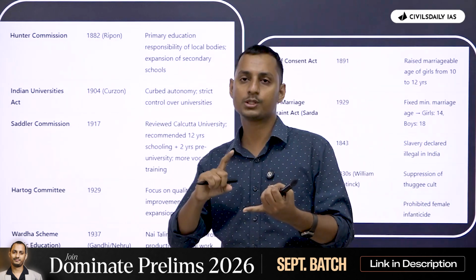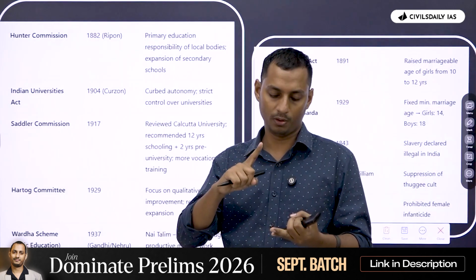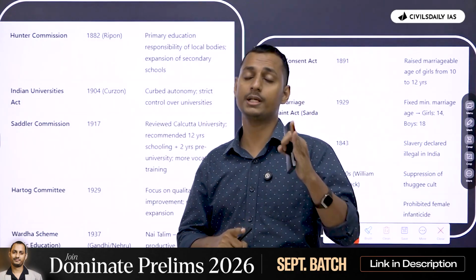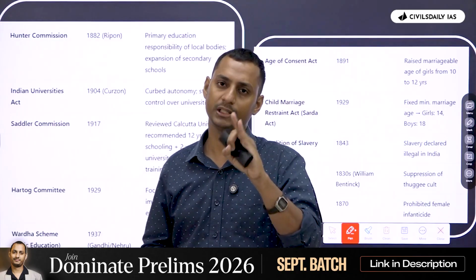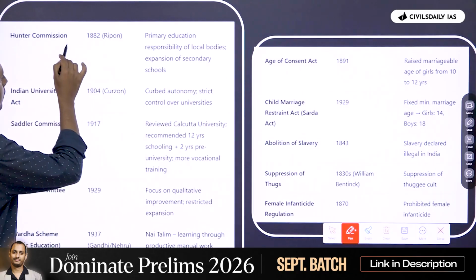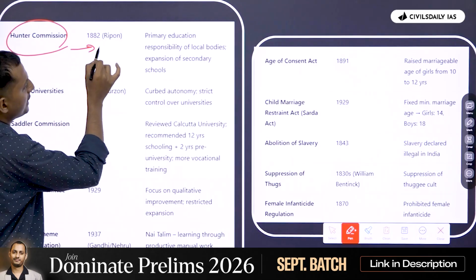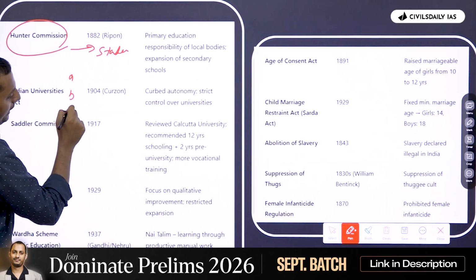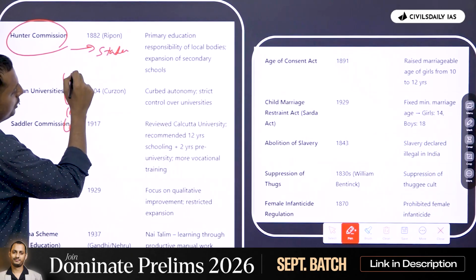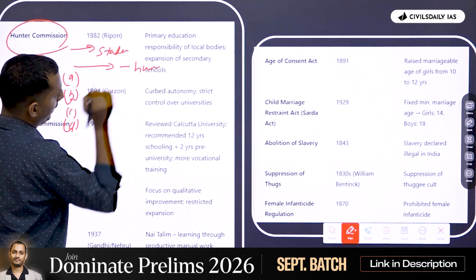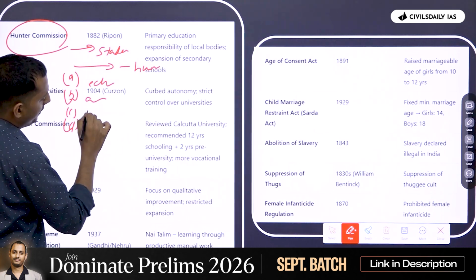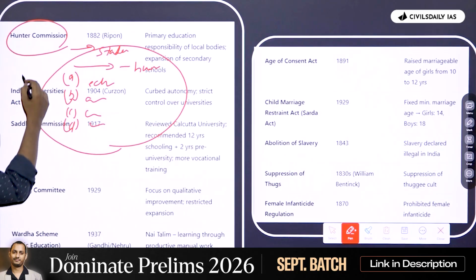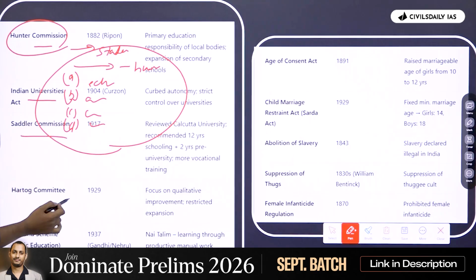Now, let me tell you, in the case of Wood's Dispatch and Macaulay's Minute, UPSC can ask statement questions, because these two are very significant. But with respect to all the other areas, let's say the Hunter Commission, I don't think UPSC would ask a statement question. How would a UPSC question come? UPSC may ask an ABCD question: which of the following was the Hunter Commission related to? Maybe education, maybe civil service, or something like that. This is the form of question that we expect with respect to all these lesser important commissions such as Hunter Commission, Universities Act, Sadler Commission, Hartog Committee.